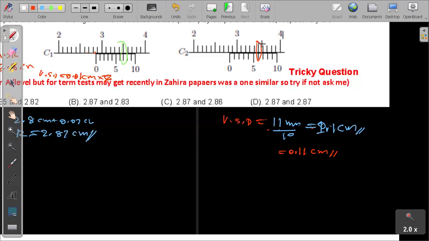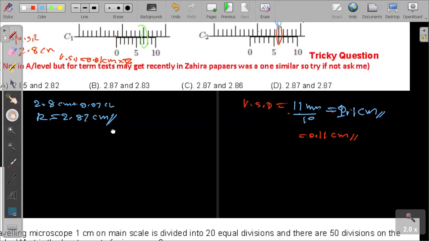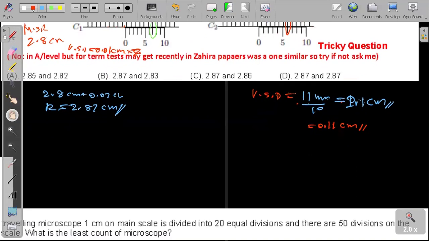Now read the main scale reading tallying to that line. It is going to be 3.5. Now the main scale length is 3.5. Let me explain why it is.